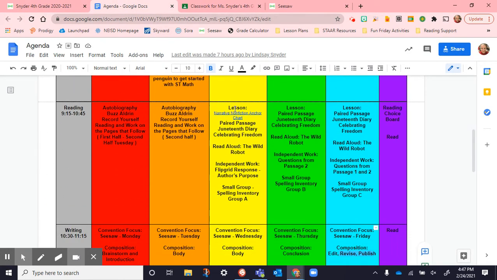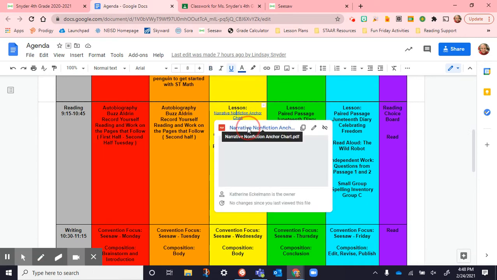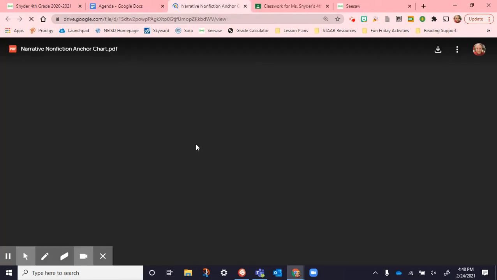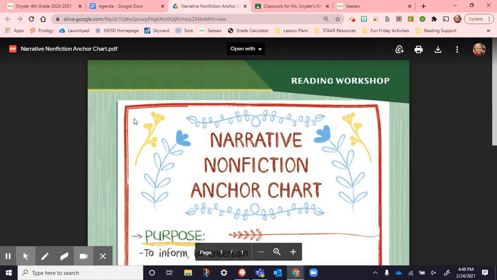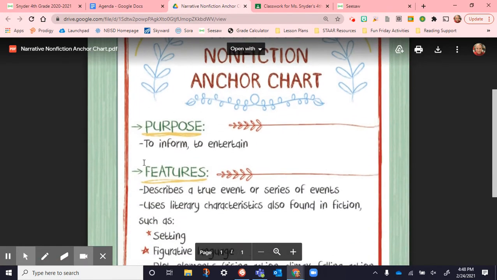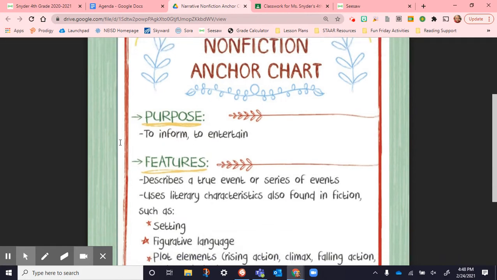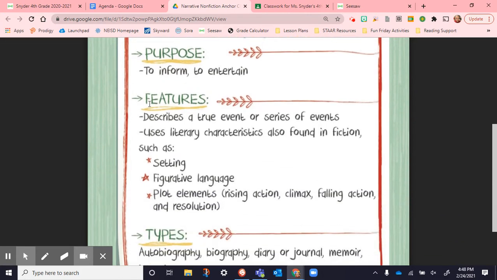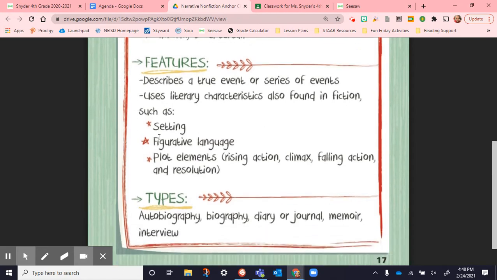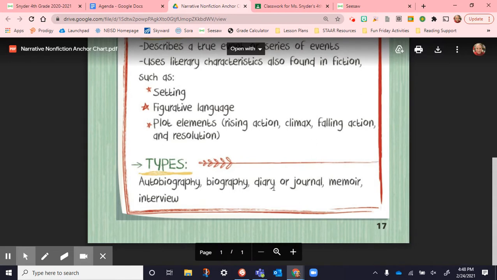Then here in reading, we went over narrative nonfiction. So we just reviewed what it means. And so narrative nonfiction, the purpose of it is to inform and to entertain. And it describes a true event or series of events. And there's some things that are found also in fiction that we'll find here, such as setting, figurative language, plot elements, and then there's different types.